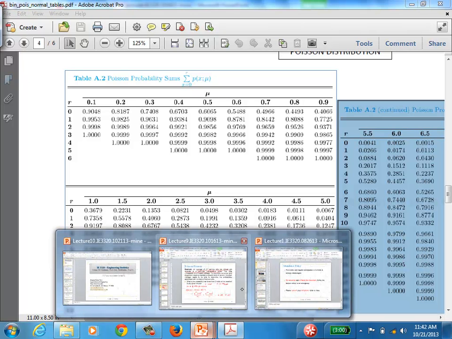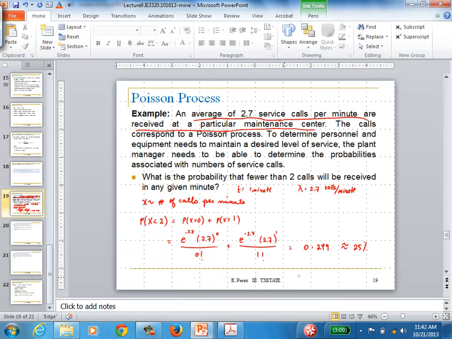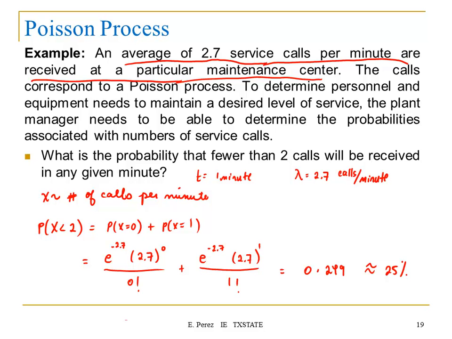But for the problem with these numbers, it's very easy to solve. It's just computing these two. But I'm going to show you how to compute it when we have a lambda that is included in the table. And I apologize for that again. Okay, so let's move to the next example.